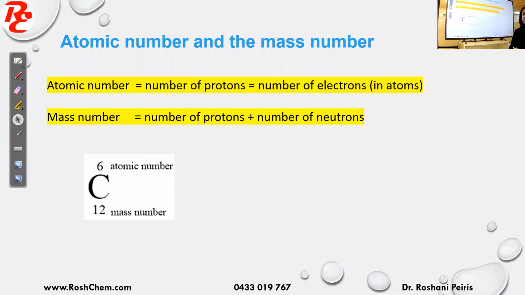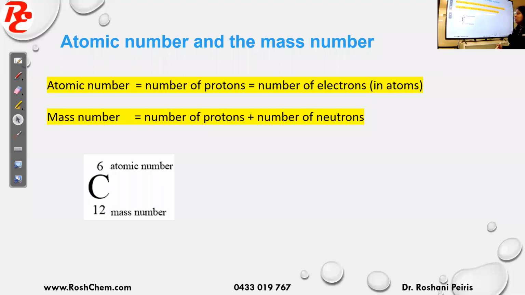Okay, so what is atomic number and the mass number? The atomic number is the number of protons in a neutral atom. The number of protons and electrons are equal. So what is mass number? The mass number is the number of protons plus the neutrons.